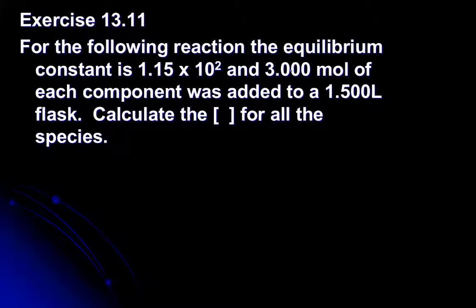We have 3 moles of each component added to a 1.5 liter container. Oh good, it's not just a 1 liter container this time. It says calculate all the concentrations at equilibrium for each species. Here's our reaction, so we're going to use an ICE box again. They have provided our K, and initially we have, what is 3 divided by 1.5? So we have a 2 molar concentration of each of these species initially.